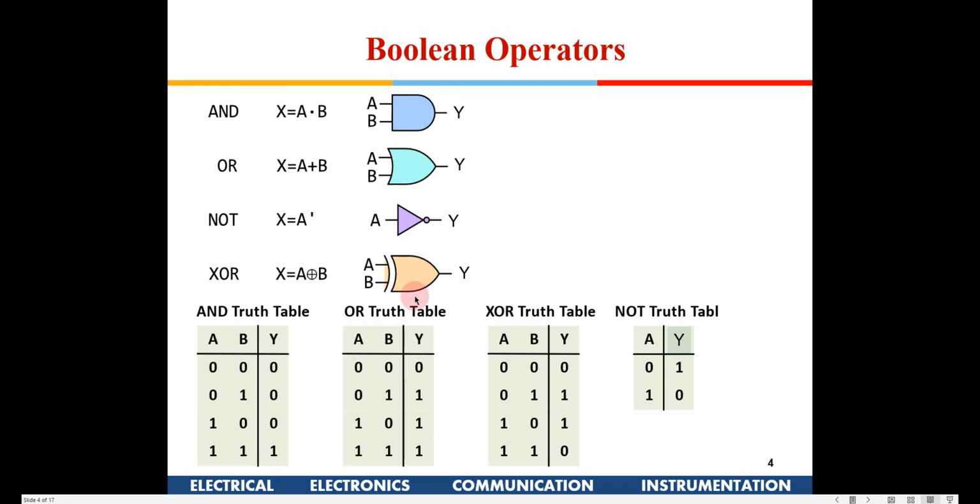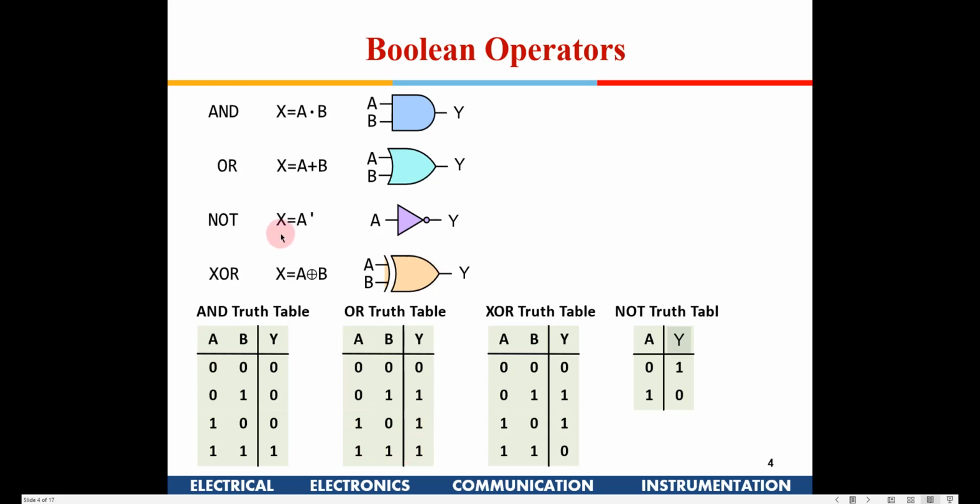Similarly, OR gate, OR means either A or B. If any one is 1, the output will be 1. So in this case, 1 here is producing a 1 here, 1 here is producing a 1 here, and both ones are also producing 1 here.